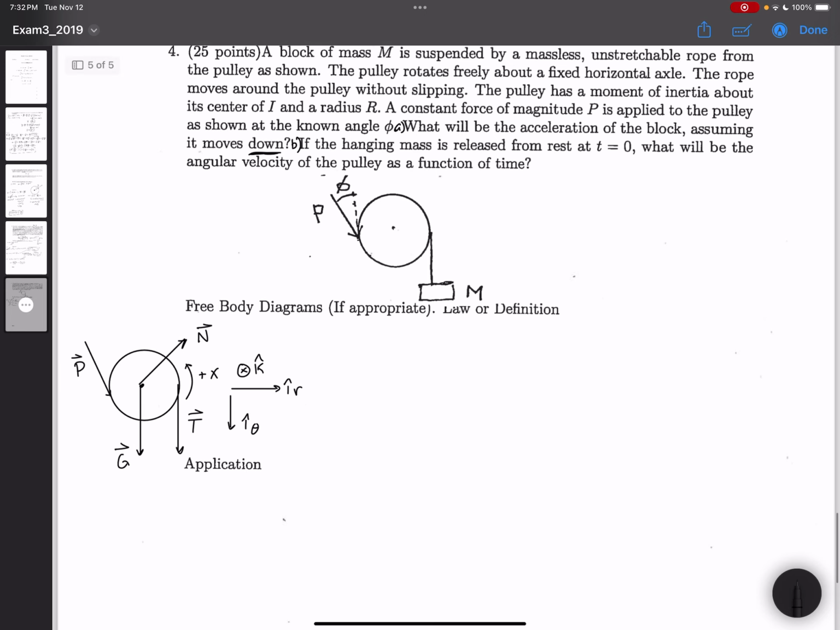Okay, and then we have our block of mass M, and it's going to be moving down, and then it's going to have the tension force up. And then we'll just make this the plus y direction for that. That makes sense. Okay, cool.